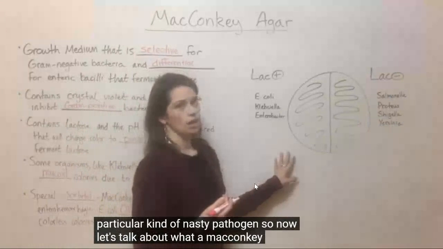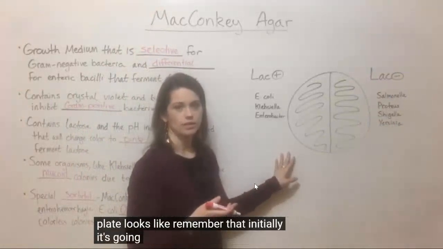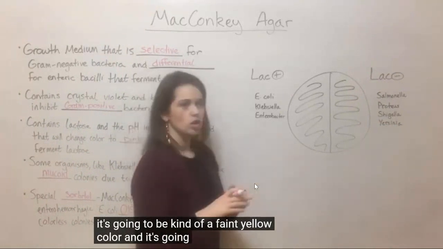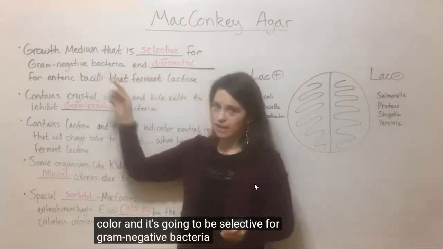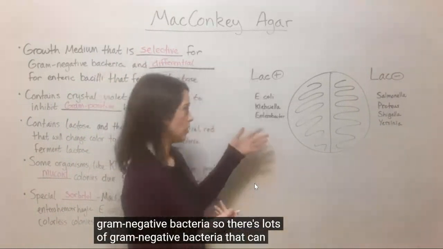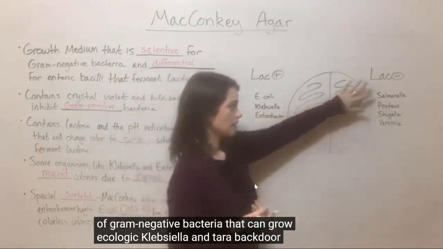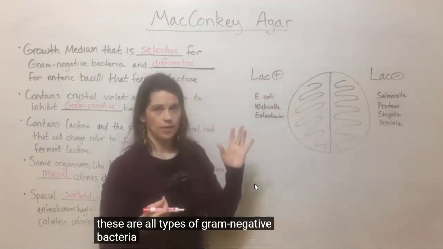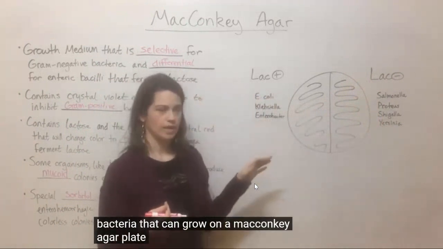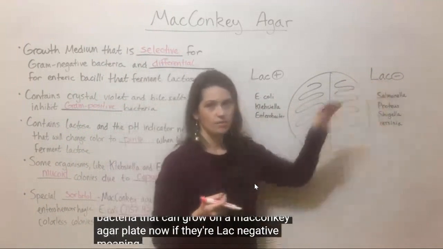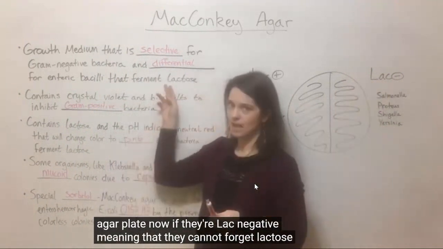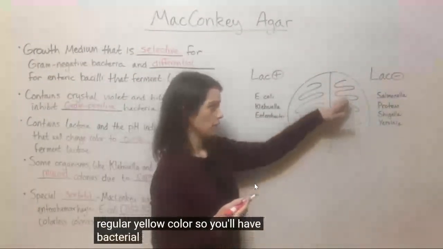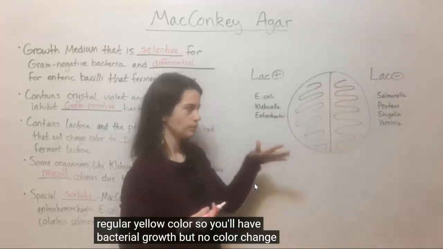So now let's talk about what a MacConkey agar plate looks like. Remember that initially it's going to be kind of a faint yellow color, and it's going to be selective for gram-negative bacteria. There are lots of gram-negative bacteria that can grow: E. coli, Klebsiella, Enterobacter, Salmonella, Proteus, Shigella, Yersinia. These are all types of gram-negative bacteria that can grow on the MacConkey agar plate. Now, if they're lactose-negative, meaning that they cannot ferment lactose, then the media is going to stay its regular yellow color. So you'll have bacterial growth, but no color change.